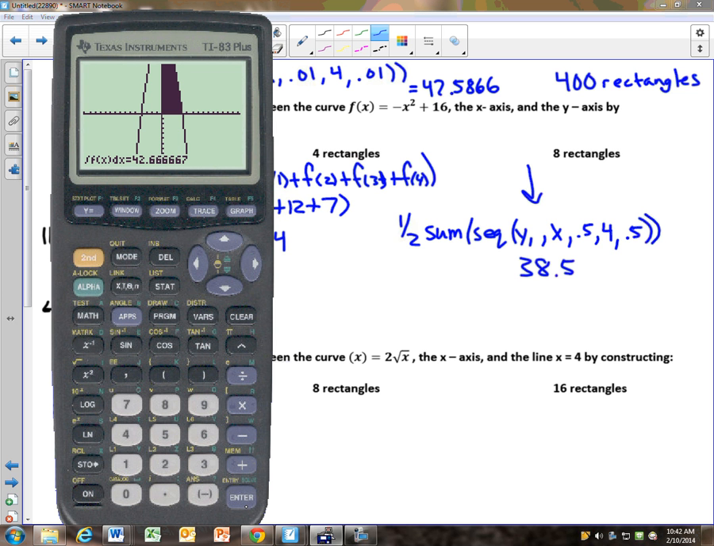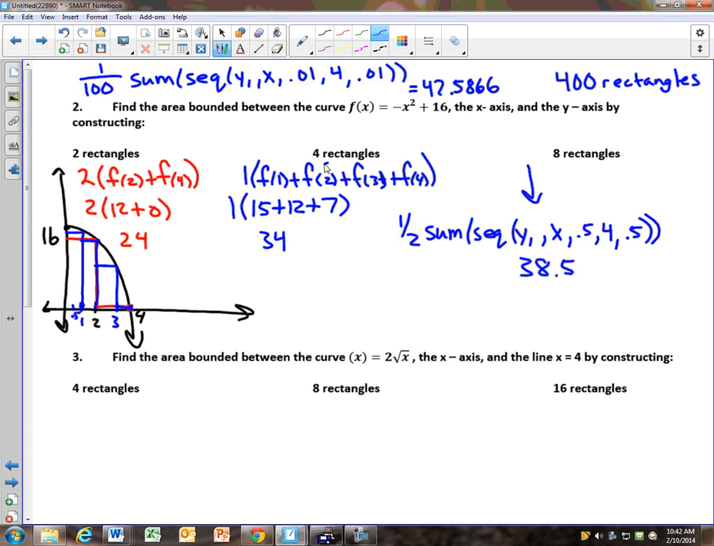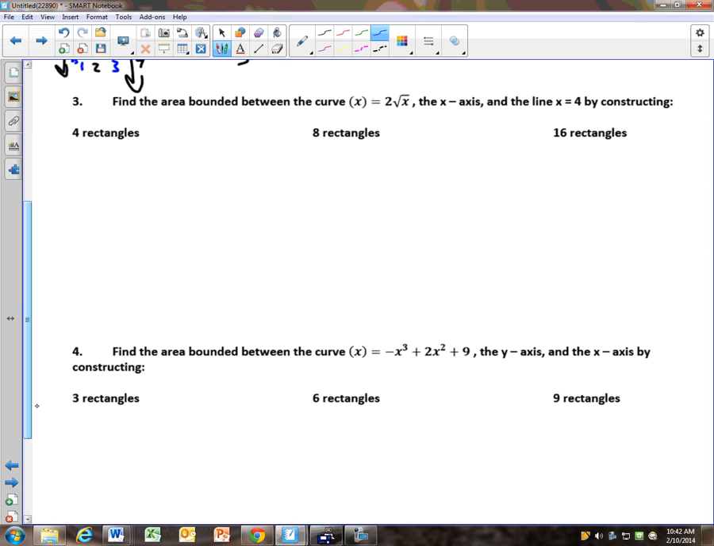Now you can't just do that on your test, but that's a way to at least check to see if you're doing it in a reasonable manner. Here's all I want you to do, folks. I want you to just do 3 and 4. That's your homework. That's all I want you to do.